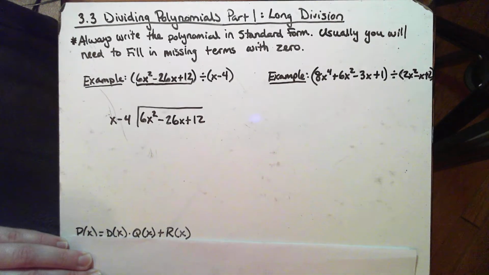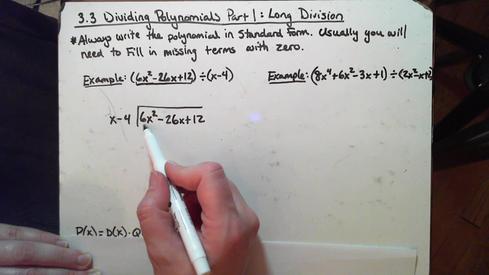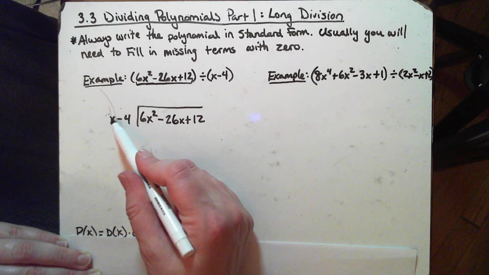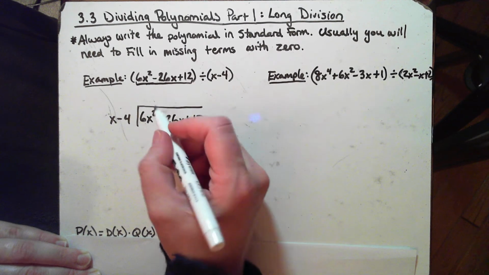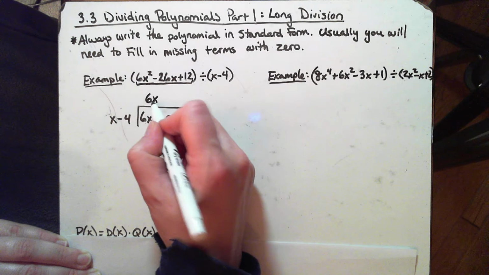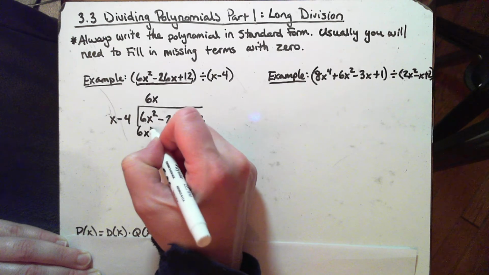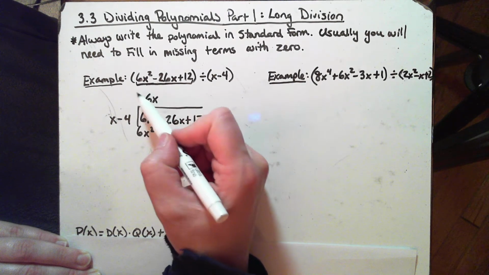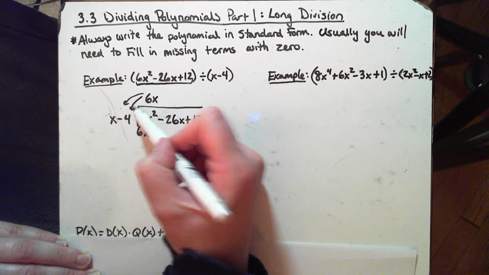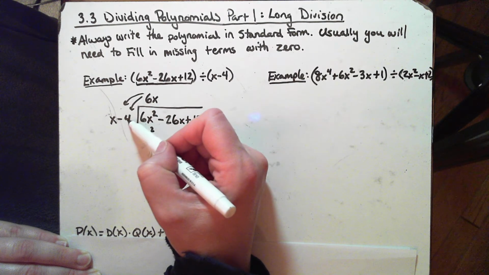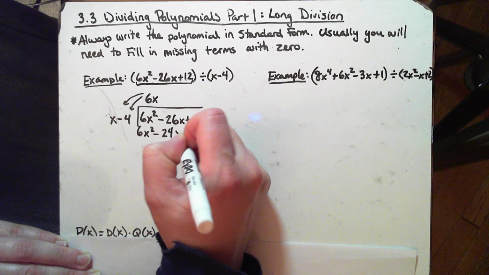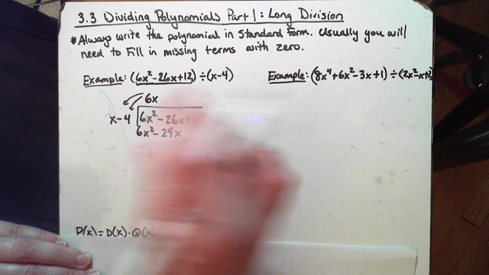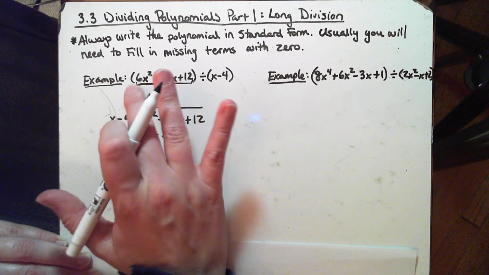Now, the whole goal of the division is to cancel out the terms. So you're going to say x times what equals 6x squared. And you want it to be exact. It has to be exactly 6x squared. So x times 6x is 6x squared. Now, you do have to distribute to both terms over there. So I have to do 6x times negative 4 as well to get negative 24x. So the first step is multiply. Then we need to subtract.